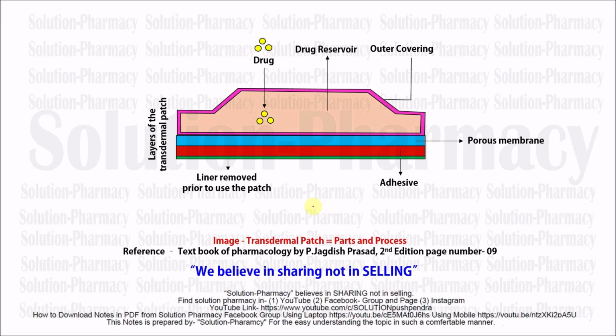Whenever we apply the transdermal patches, the drug from the reservoir will start to diffuse out. As you can see in this diagram, the drug is releasing from its reservoir toward the site of application or local site, that is skin. So this skin will be treated with the help of that particular drug for which you have applied this transdermal patch.